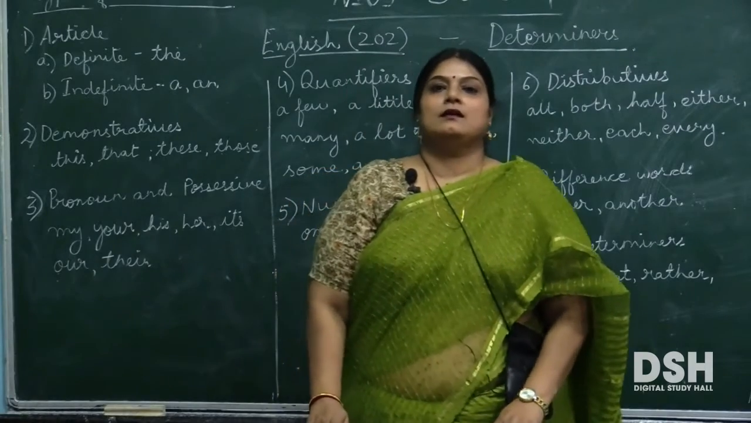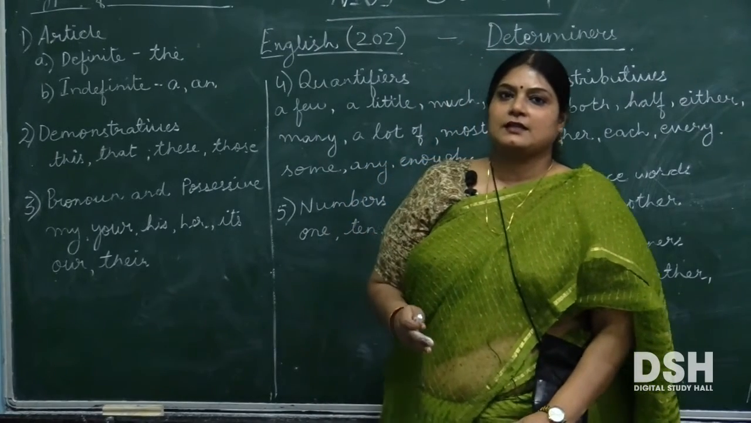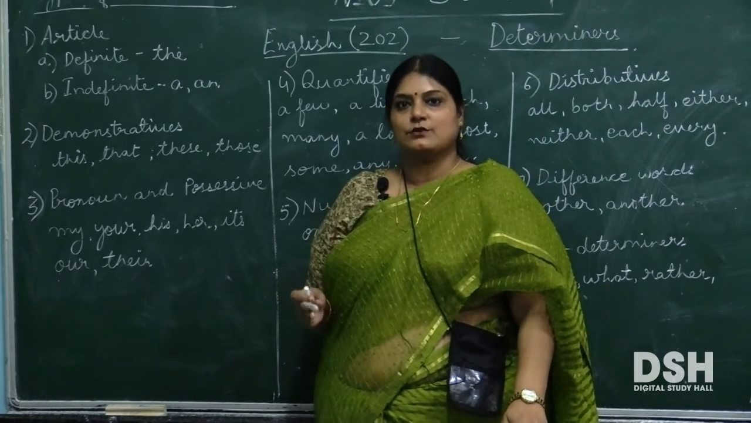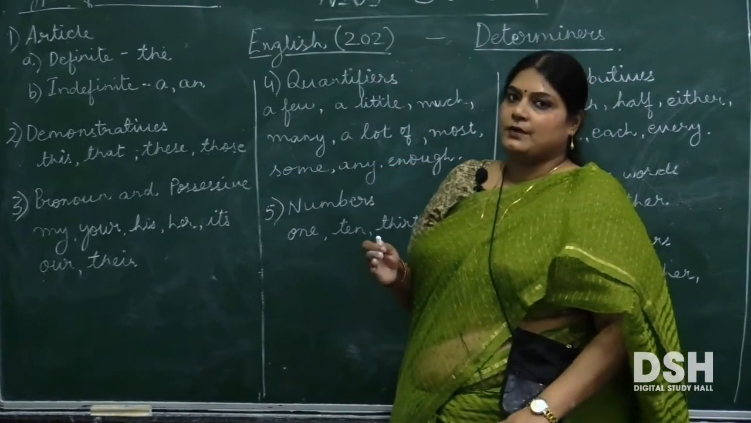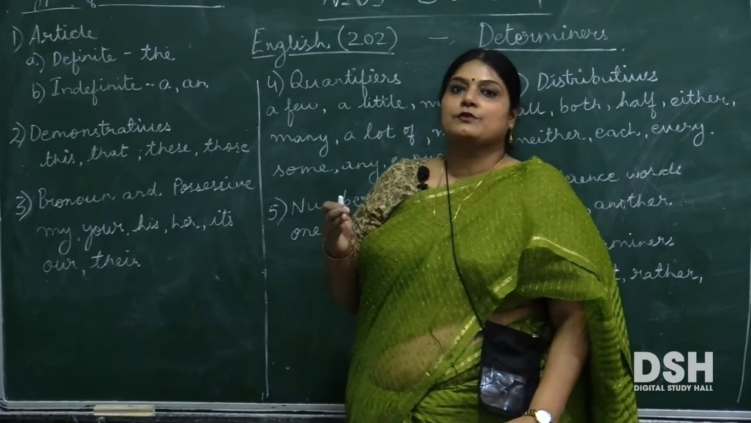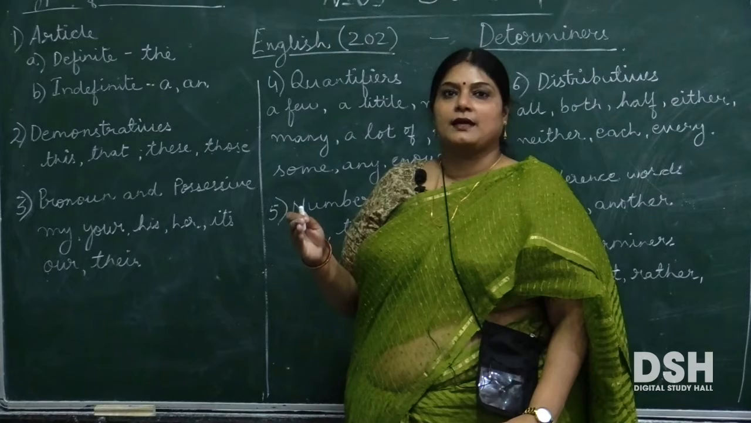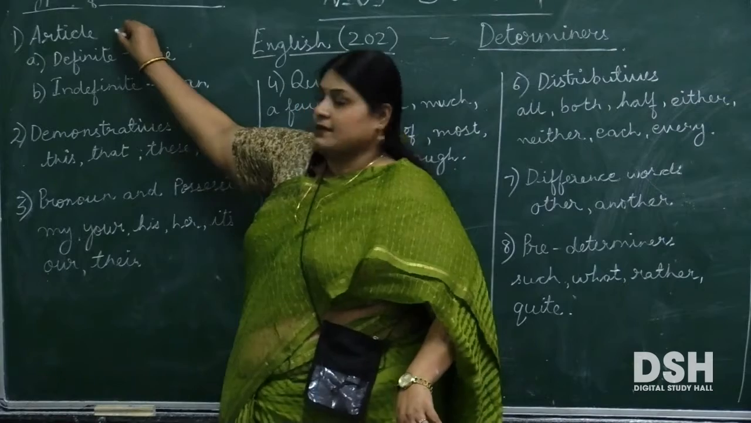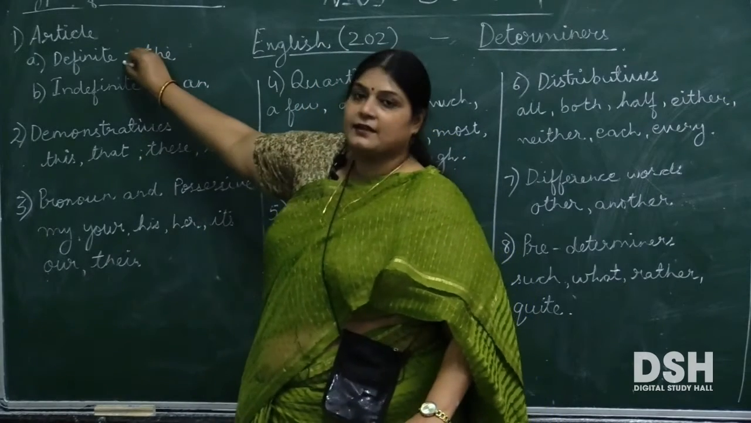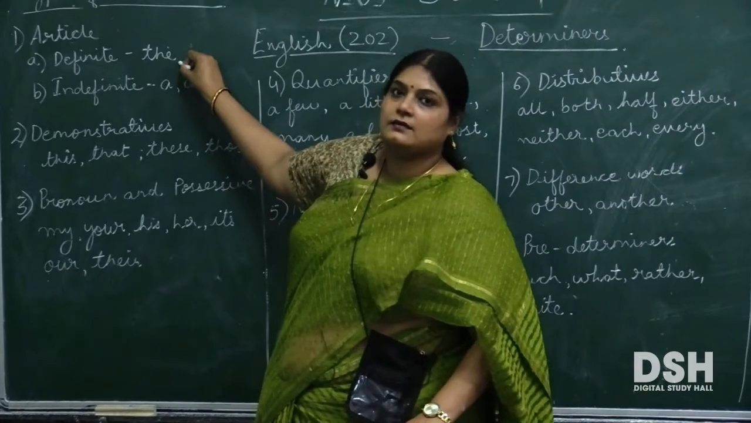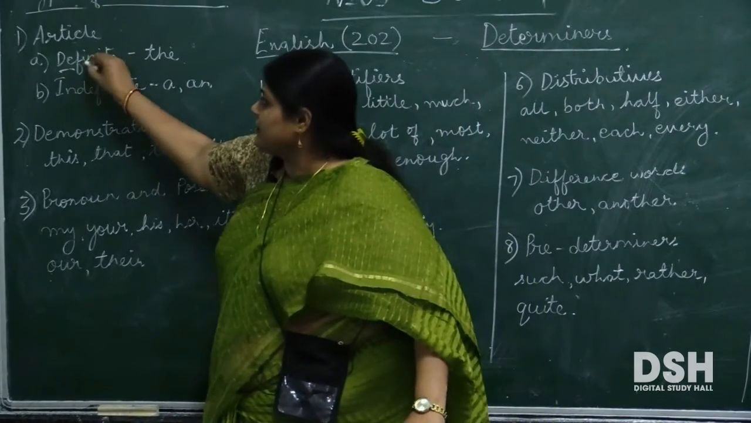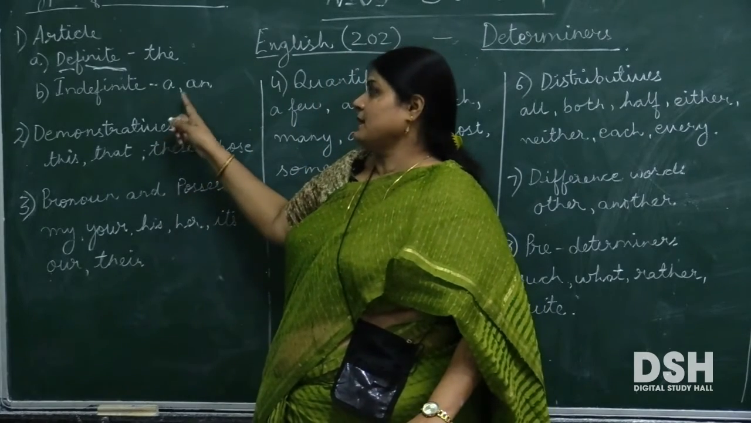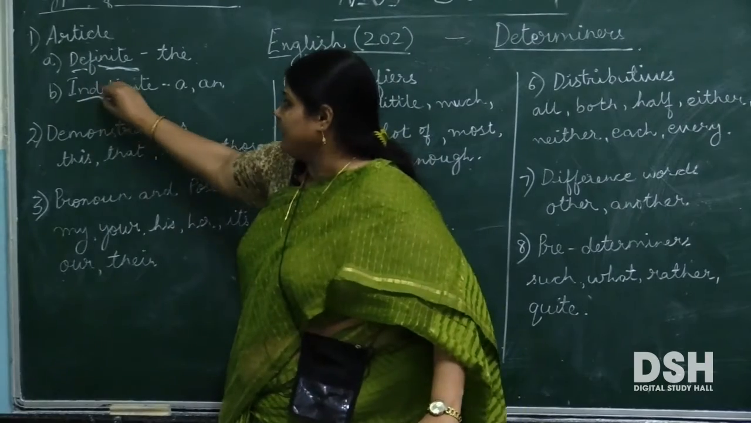So children, there are certain types of determiners. In English grammar, you may say there are 8 types of determiners, and let us study them one by one. Here you will get to know which words we use to determine a noun. The first is article. If it is a definite article, then the determiner will be the. For an indefinite article, the determiner will be a or an.